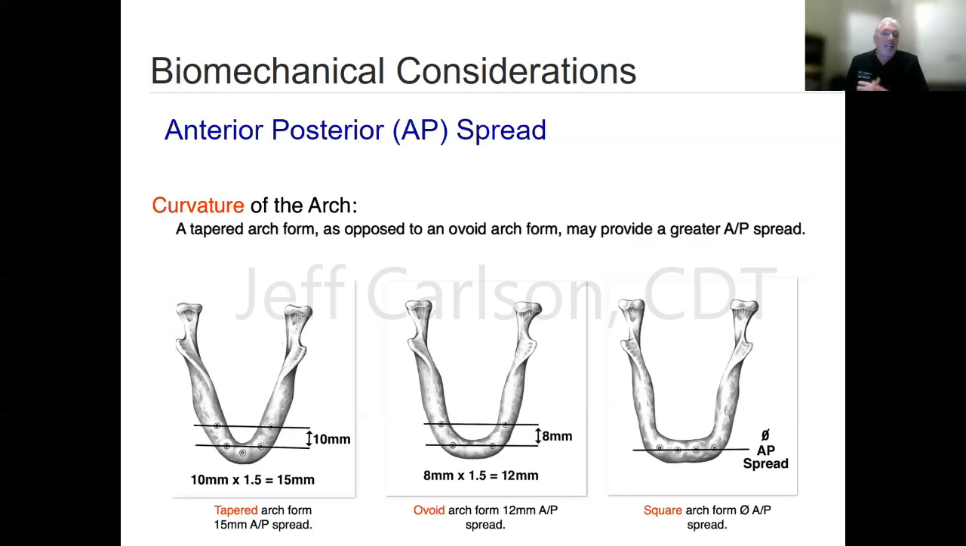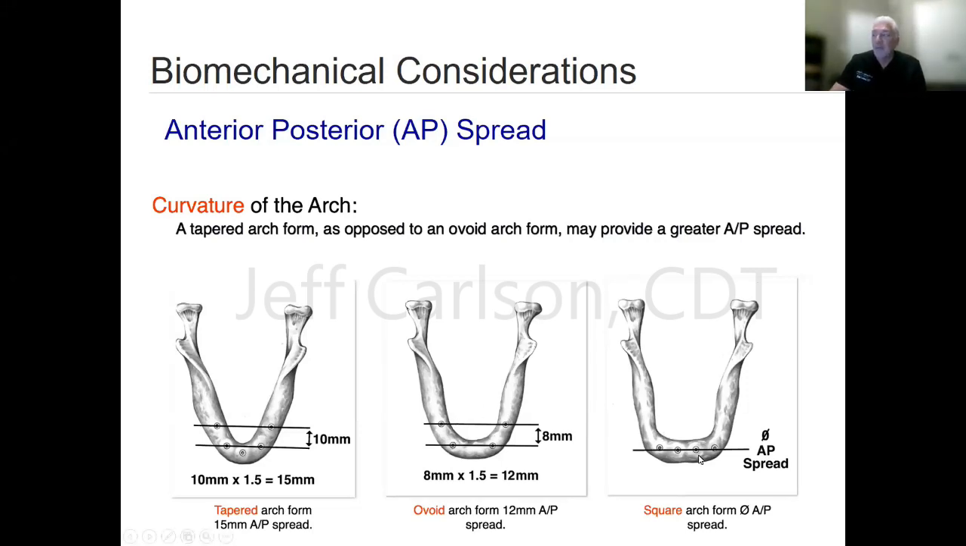The other thing to keep in mind that Dr. English shared with me, which I didn't really think about: when he's looking at a model, I asked, what are you looking at? He said, I always look at the curvature of the arch, because the curvature of the arch can play in your favor as well. For example, with a tapered arch, typically you can get a greater AP spread as opposed to an ovoid arch or a square arch.